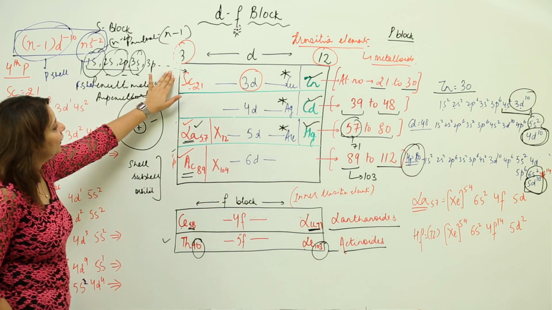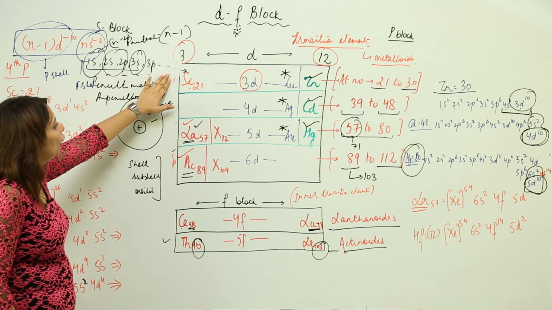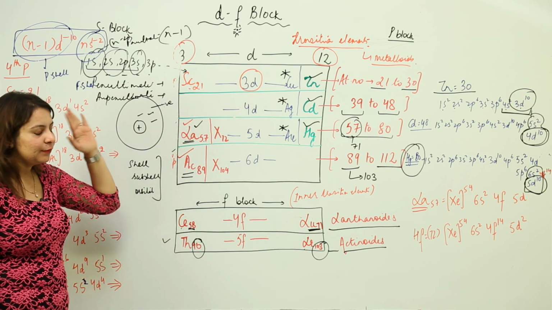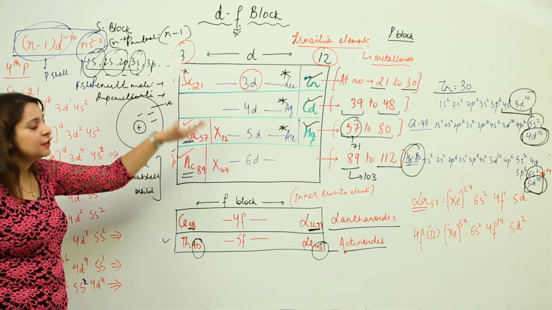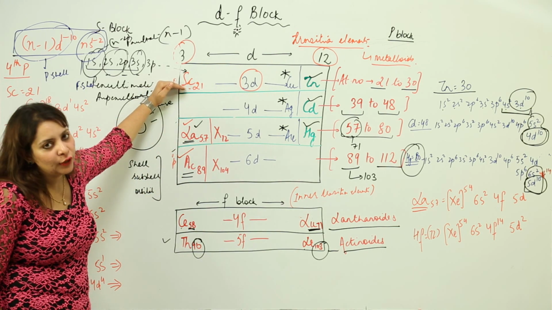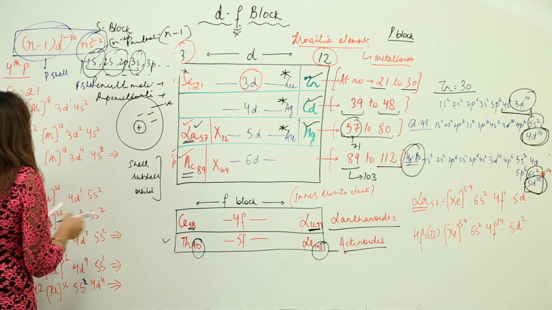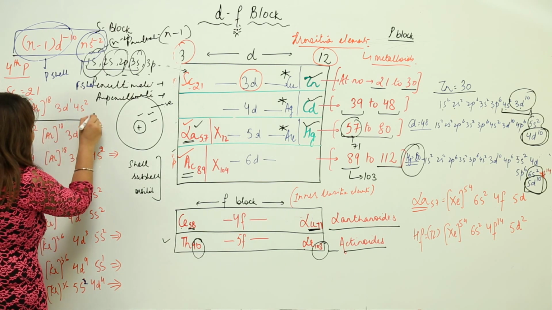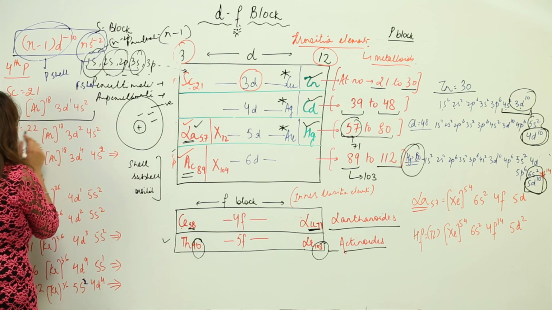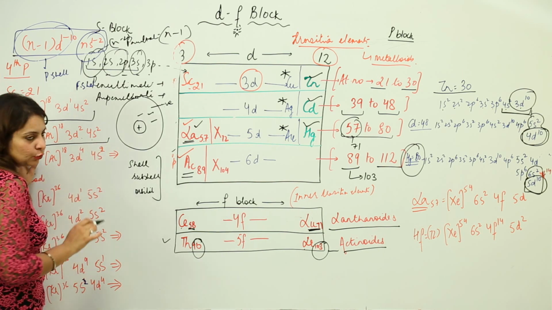So in the first period, if I talk about the configuration, the filling of the 3d orbital takes place, that will be the penultimate shell. So my valence shell is obviously going to be 4s. So in the first period, the filling of 3d and 4s will be done. Let's write the configuration for scandium. It is argon 18, 3d1, 4s2. If we talk about the element with atomic number 22, argon 18, 3d2, 4s2, right.